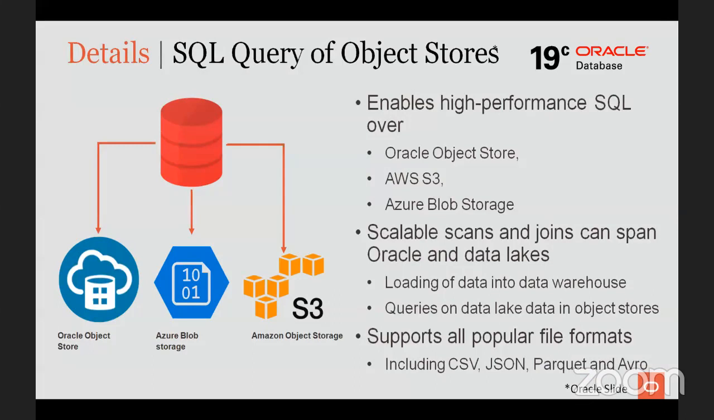Oracle also, we saw in 12, we saw in 18, now we see more in 19, is giving you a way to look at other data in other clouds. You could see this one, SQL query of object stores, allows me to not just look at Oracle, AWS, and Azure, but also have scalable joins that span these different data lakes that are out there.